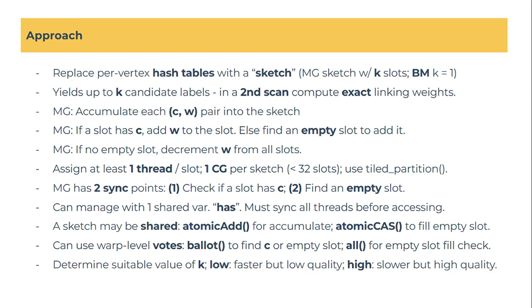We also need to determine a suitable value for k. A lower value of k will result in a faster, or lower, execution time, but lower community quality as well. A high k will result in a slower algorithm but high quality communities.